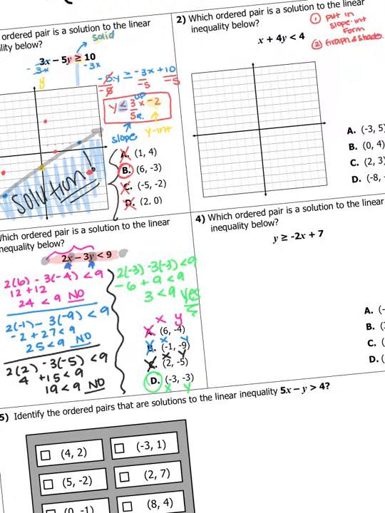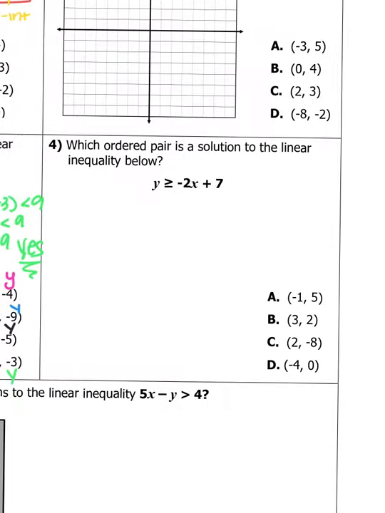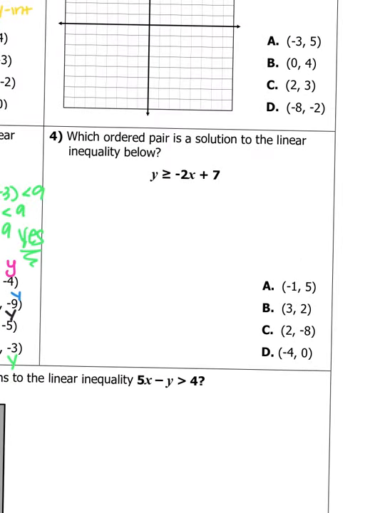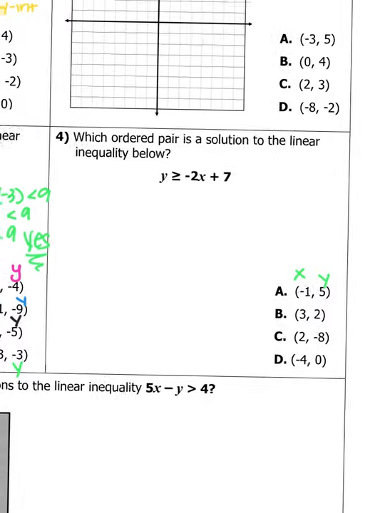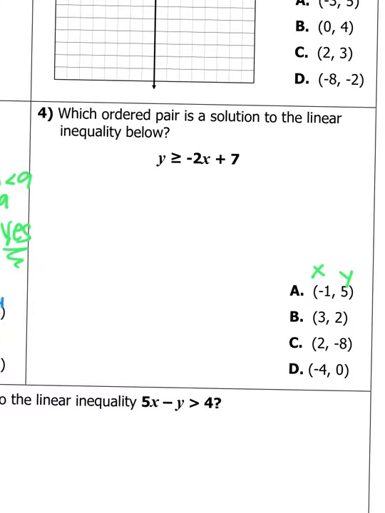All right, so now go ahead and do the same thing for number 4. Let me actually start and do one of these with you. Let's do A together. We're going to put -1 in for x and 5 in for y. So here's my y on this one, and I'm plugging -1 in for the x. We need to make sure that this makes a true statement. Okay, so let's see here. We have -2 times -1. That's a positive 2. Positive 2 plus 7 is 9.